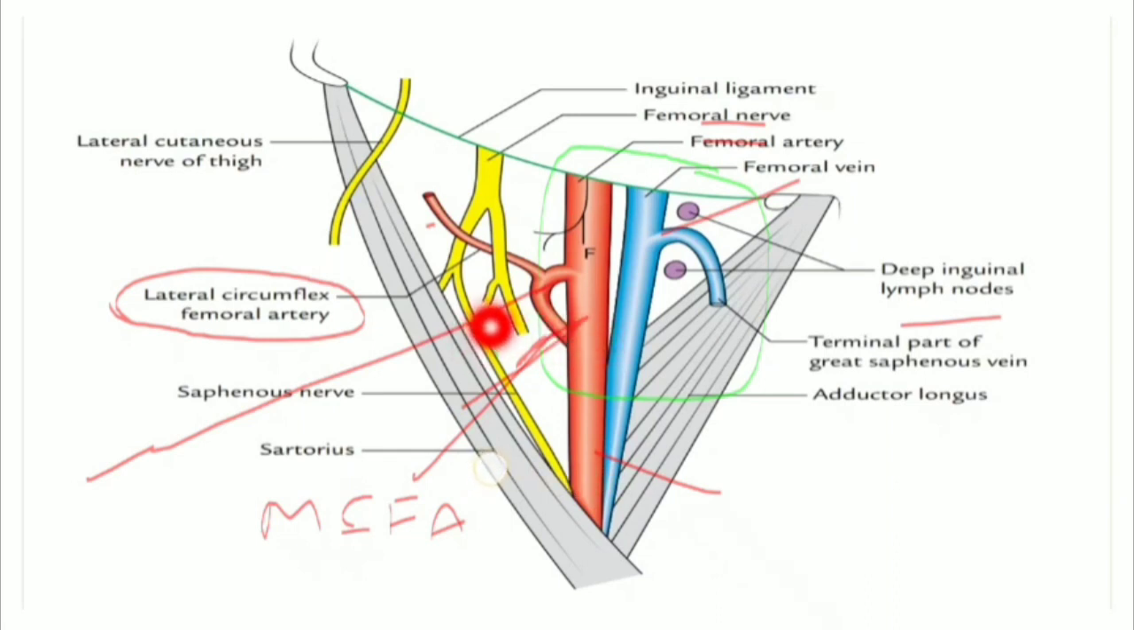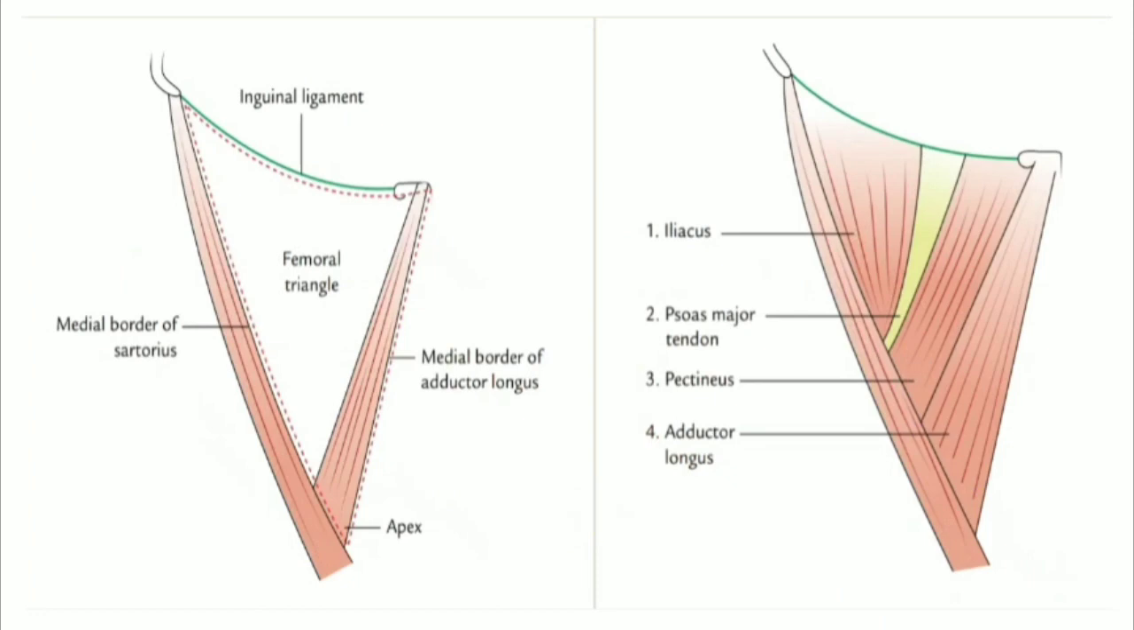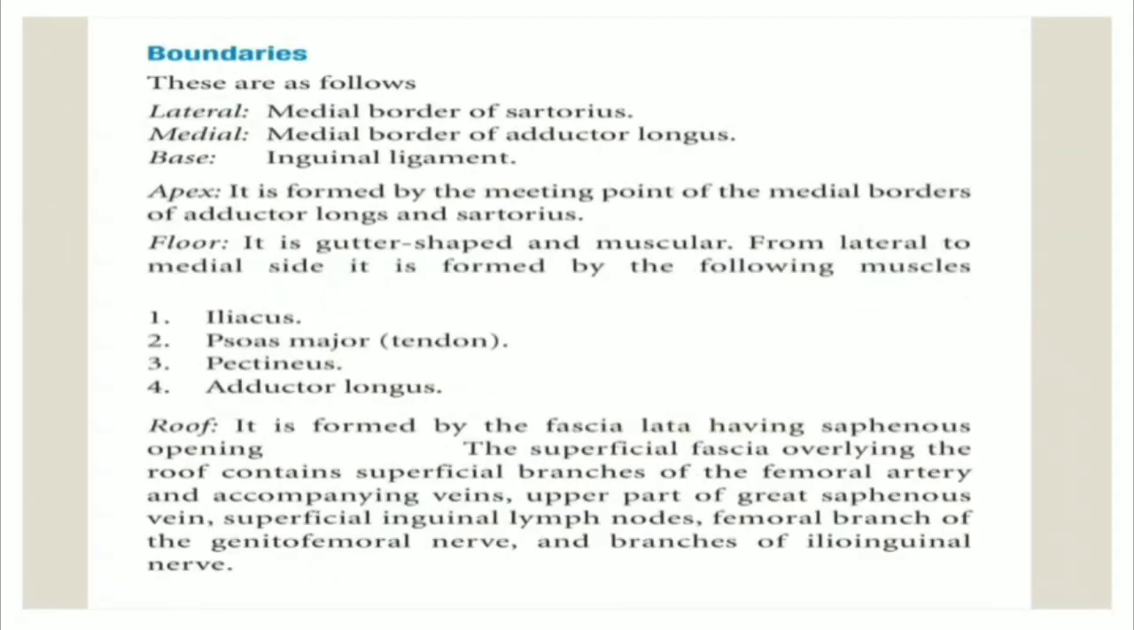Fine. Now we'll study another content, the deep inguinal lymph nodes. Already I said the superficial inguinal lymph nodes are present in the superficial fascia. That is not related to the femoral triangle. We are going to see the deep inguinal lymph nodes. We have three in number. Totally we have three. I'll show you over here.